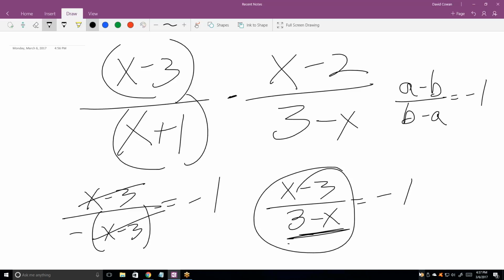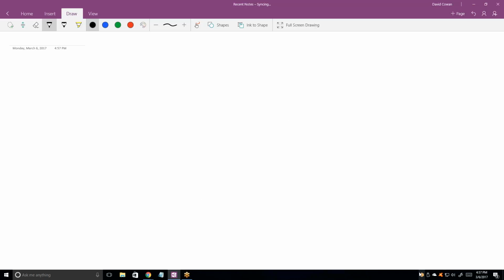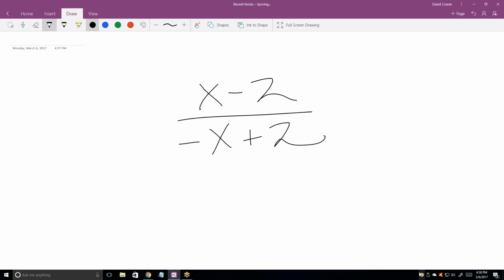If I had x minus 2 all over minus x plus 2, would that work? No, wouldn't. Can't do anything with that. Ah, yes, excuse me. Because that's x minus 2 over 2 minus x, so that is equal to minus 1. Okay.